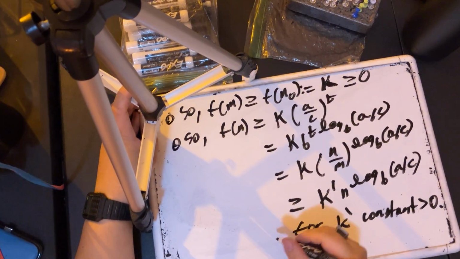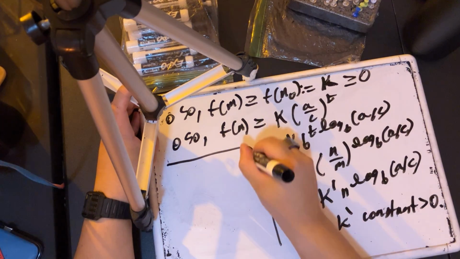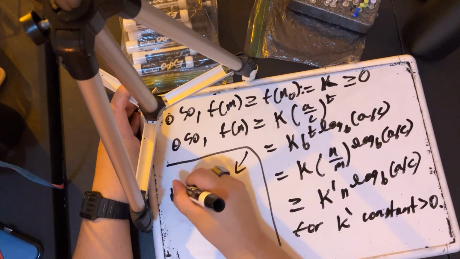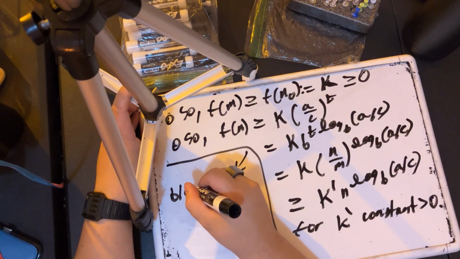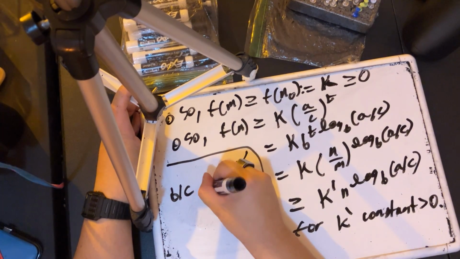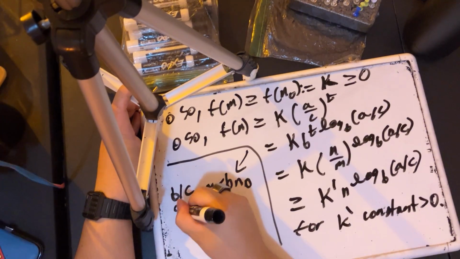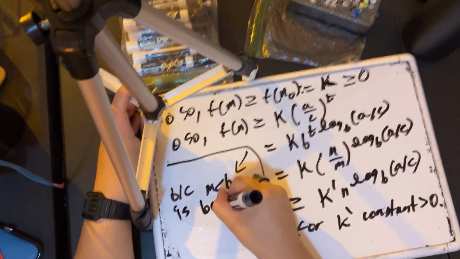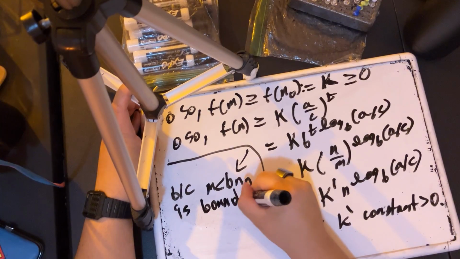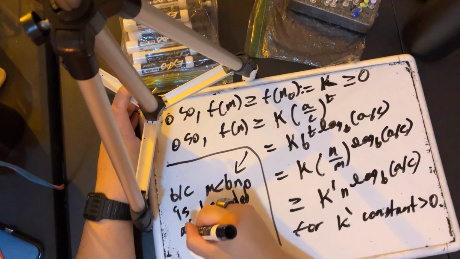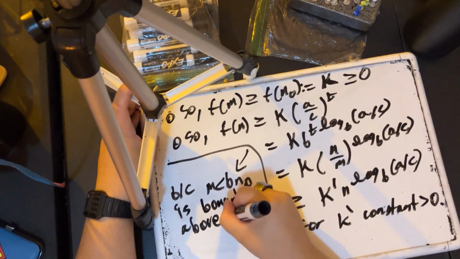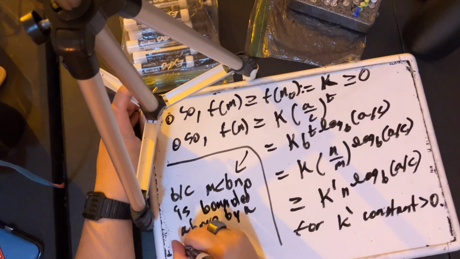And this is because m is less than b n naught and is bounded above by a constant multiple of 1.